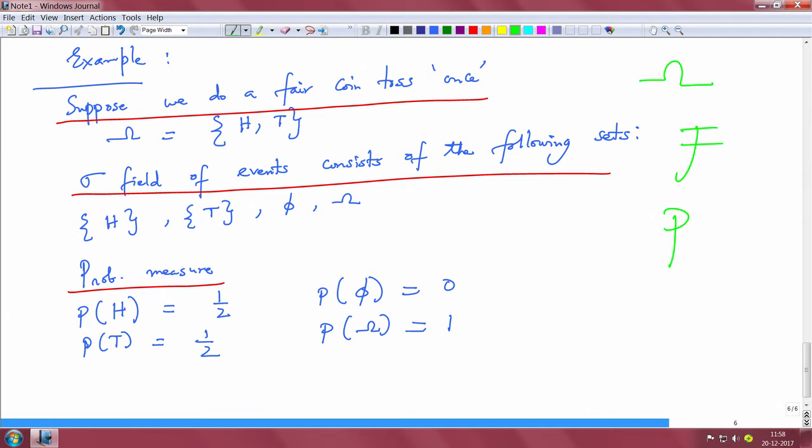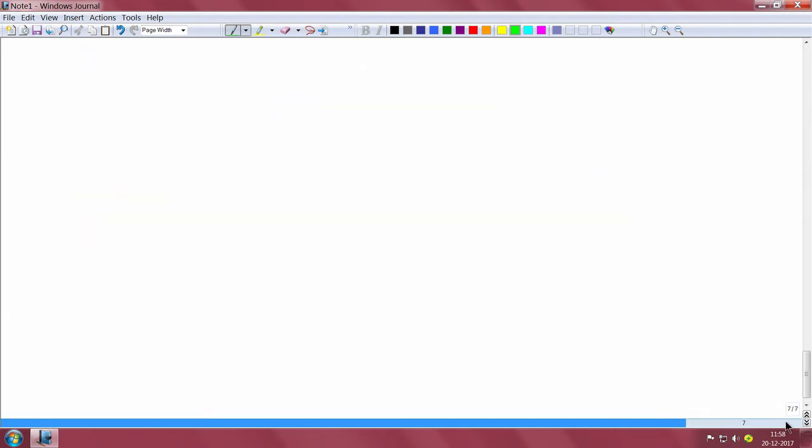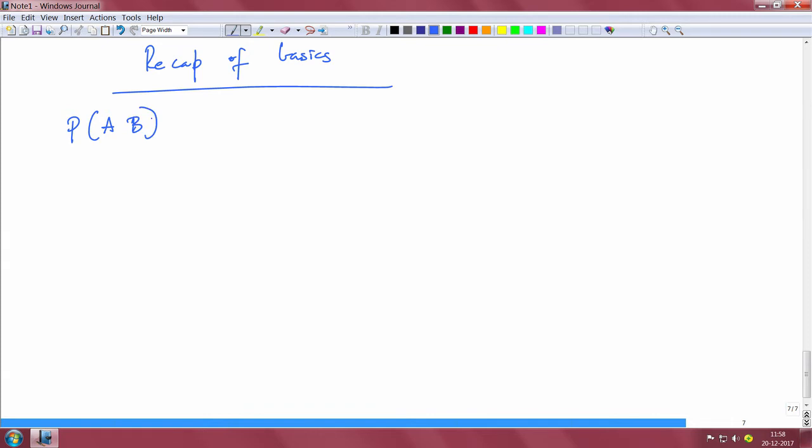Now, let us recall a few other basics and we will try to recap a few things. Probability of the joint occurrence of two events A and B is given by probability of A and B. You have to read this as probability of A and B. This is basically the joint probability of events A and B.